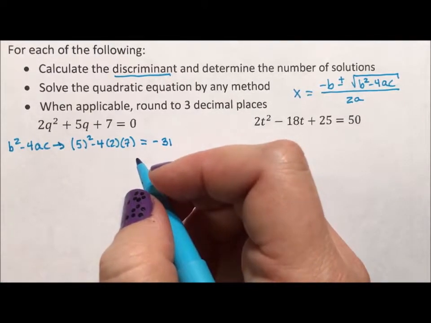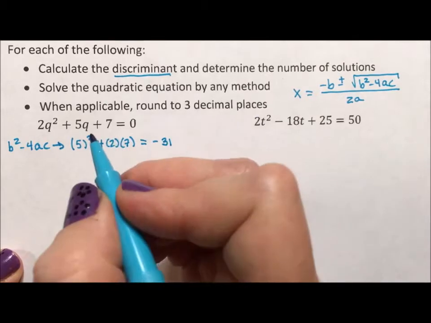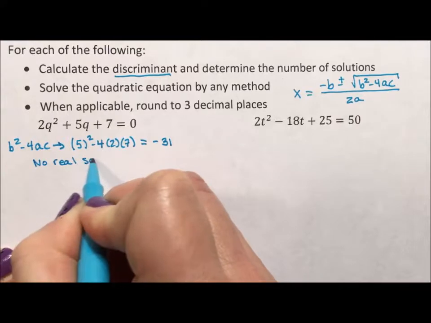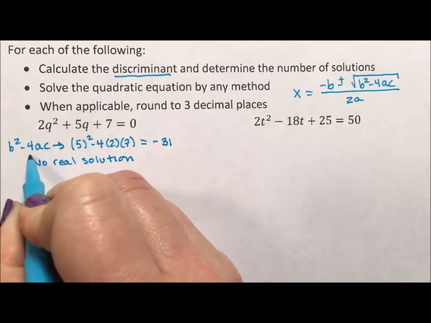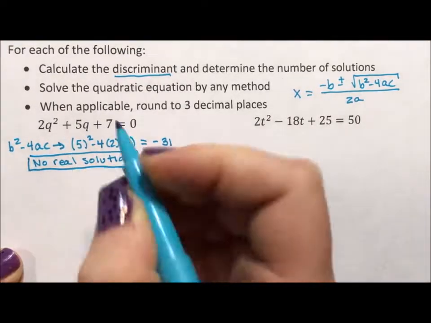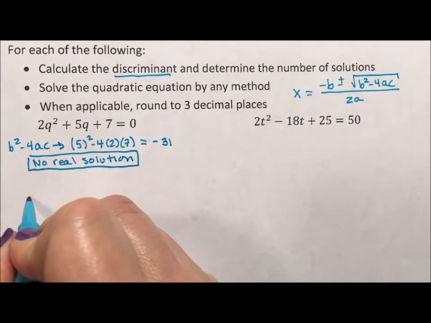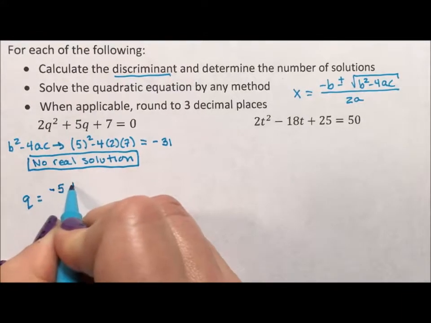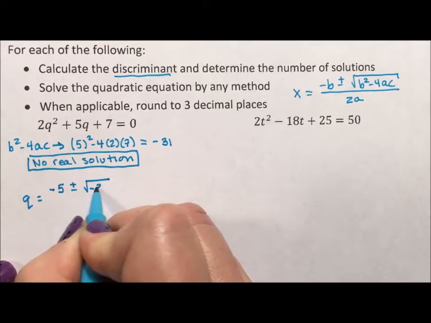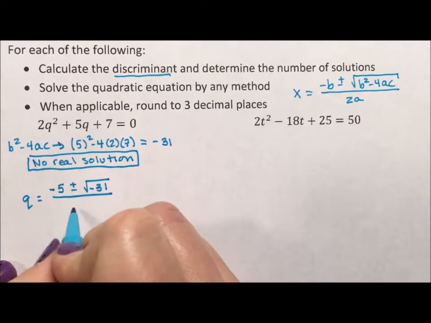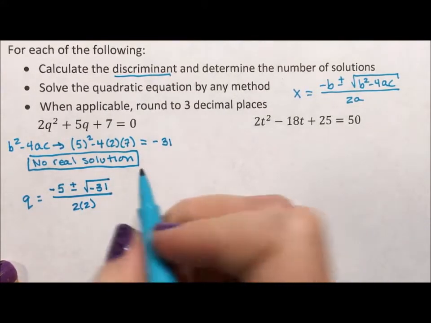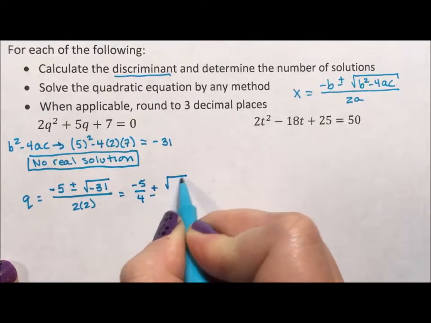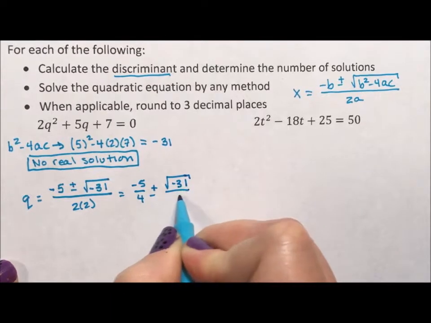There are two ways that this happens, and you need to talk to your teacher to know exactly which way your teacher wants this. You can say no real solution, because there is no real solution to this. But if you happen to be in a class that is dealing with imaginary numbers, you're not done. You need to say x equals negative b, well 5 is positive, so negative b plus or minus the square root of negative 31 all over 2 times 2. And then we separate this out to negative 5/4 plus or minus the square root of negative 31 over 4.